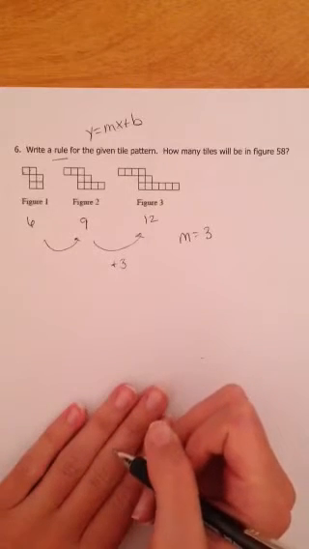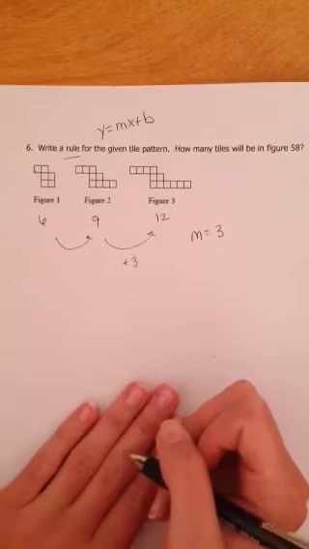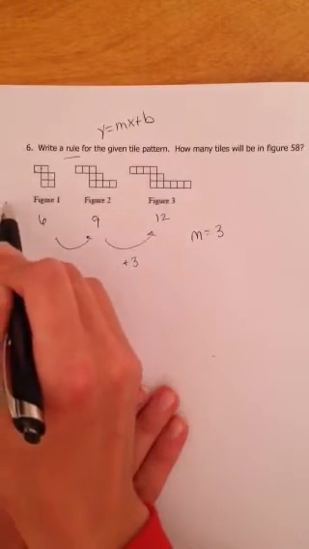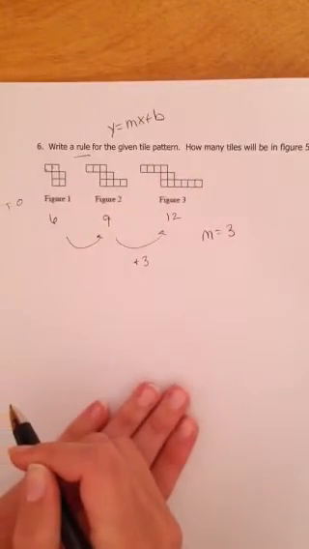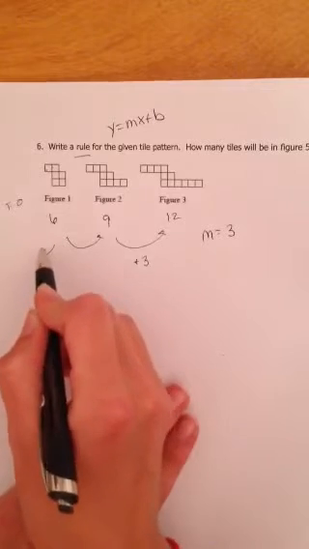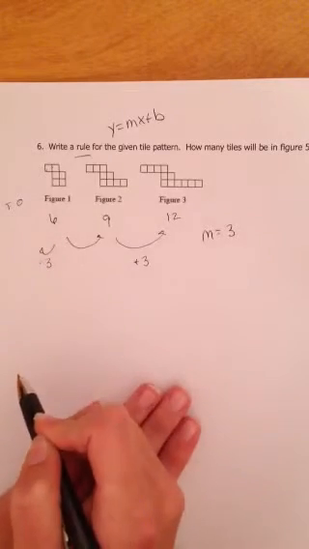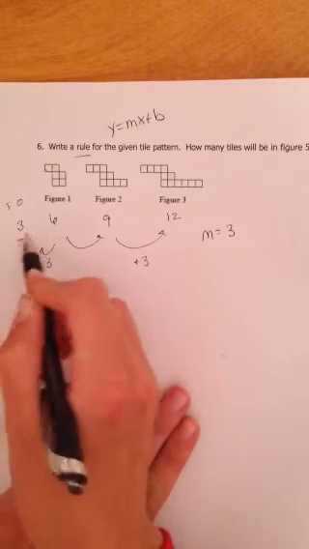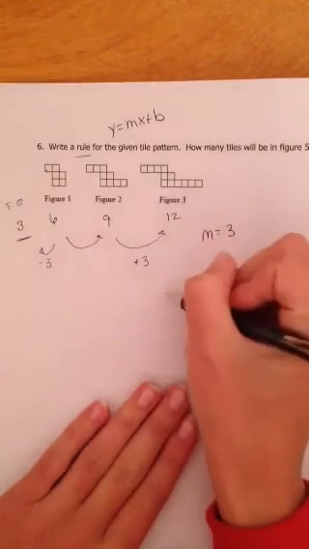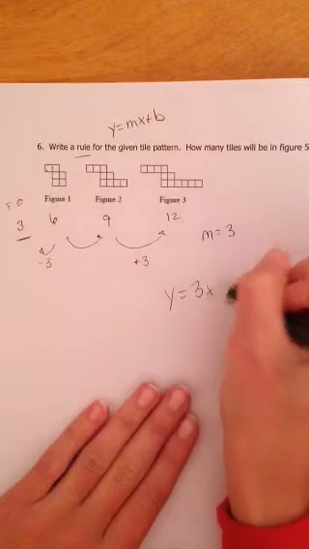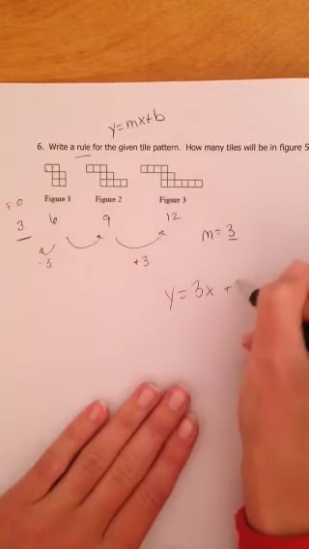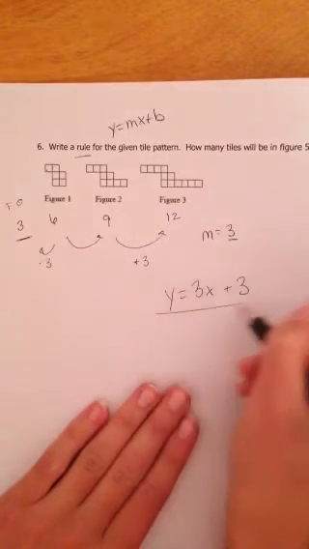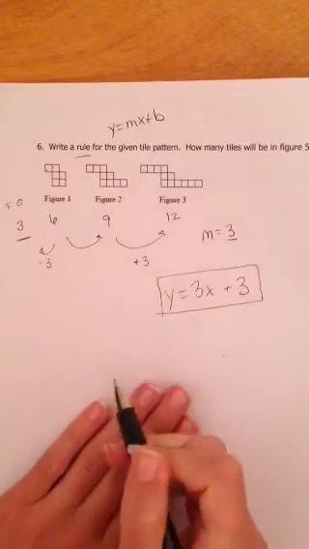Now I need to find the starting value, so I need to figure out how many are going to be in figure 0. How many would be over there? So I'm going to just go backwards 3. If I were to take off 3 tiles, there would be 3 left. So this is my starting value now. Okay. So my equation is going to be y equals 3x from my slope plus 3 of my starting value. So here's my equation. So that's the first part of the question.